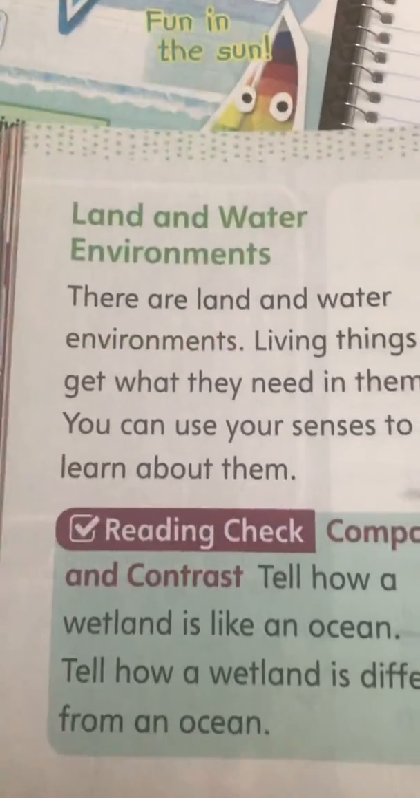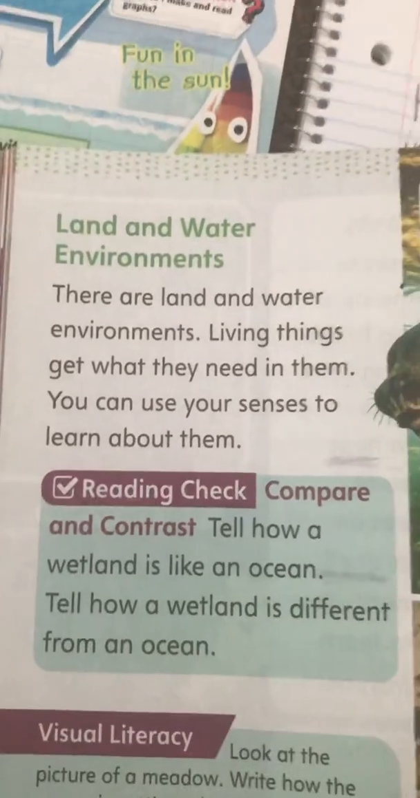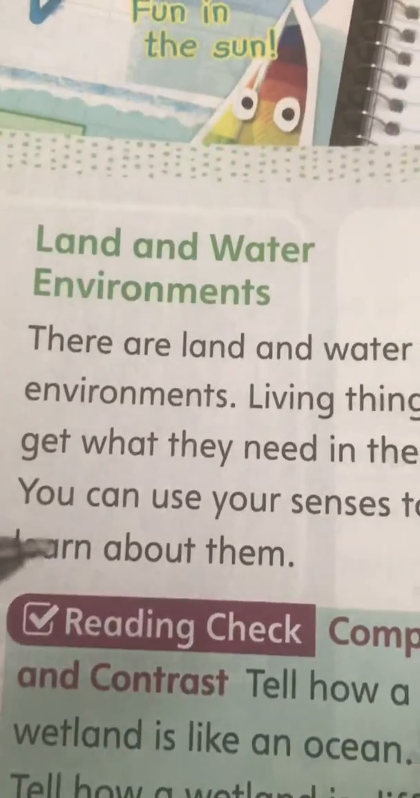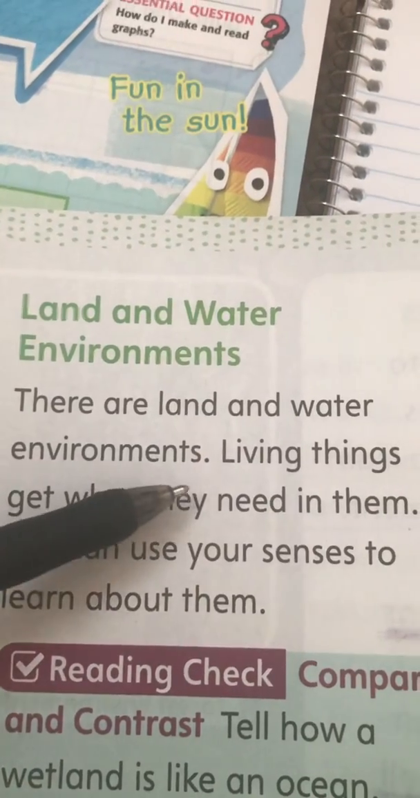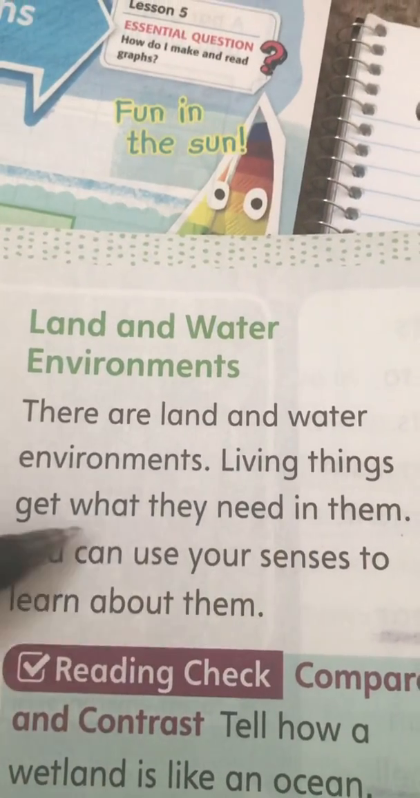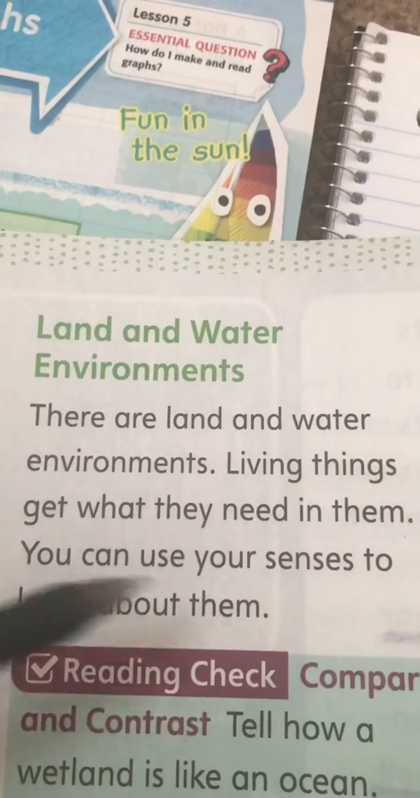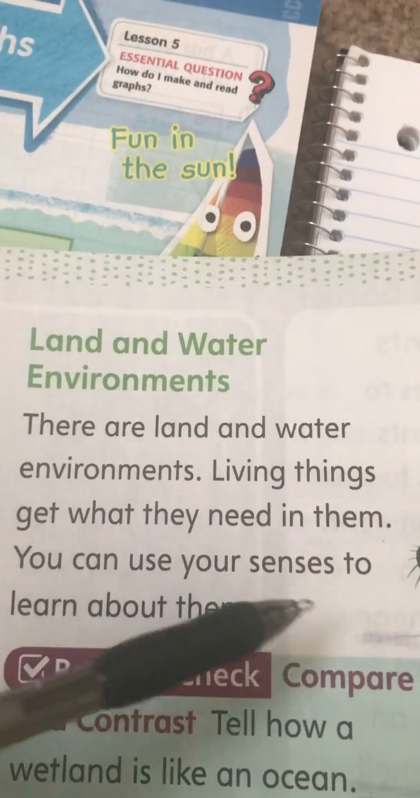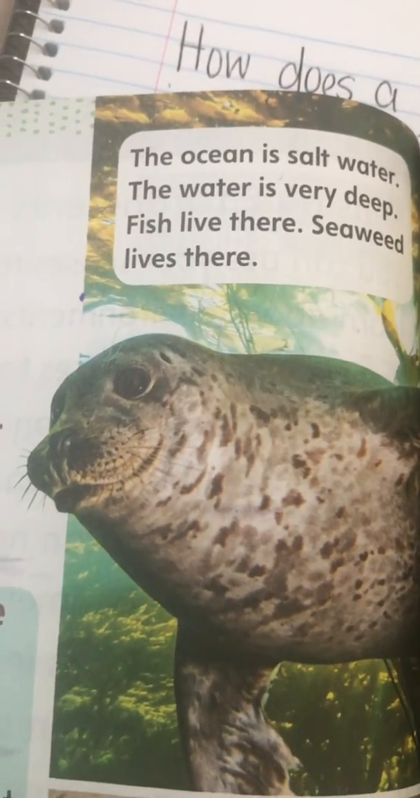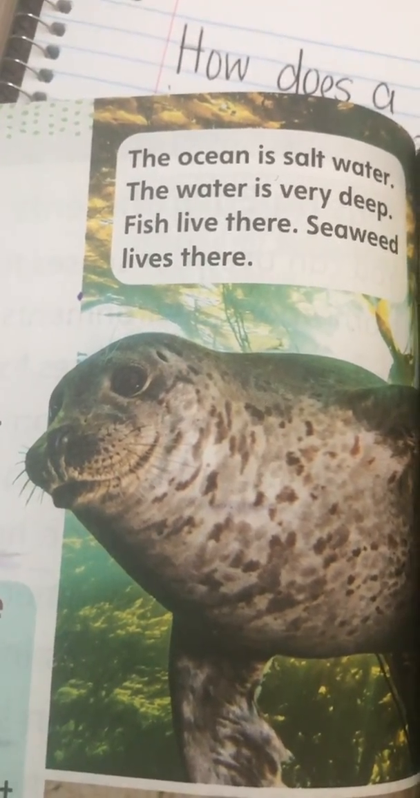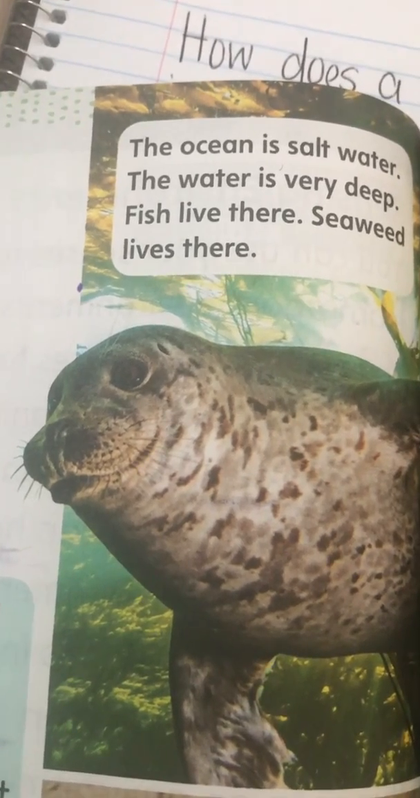Today, I want to read to you guys a little bit about land and water environments, and you guys can help me read. Ready? There are land and water environments. Living things get what they need in them. You can use your senses to learn about them. So the first one says, the ocean is salt water. The water is very deep. Fish live there. Seaweed lives in there.